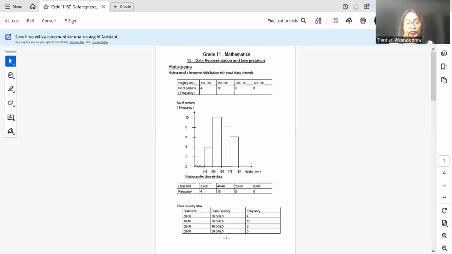Today I'm going to do the grade 11 second term English medium data representation. That is chapter 15. Under this, we are learning histograms, frequency polygon, and cumulative frequency curve. Three major topics. First one, histogram.